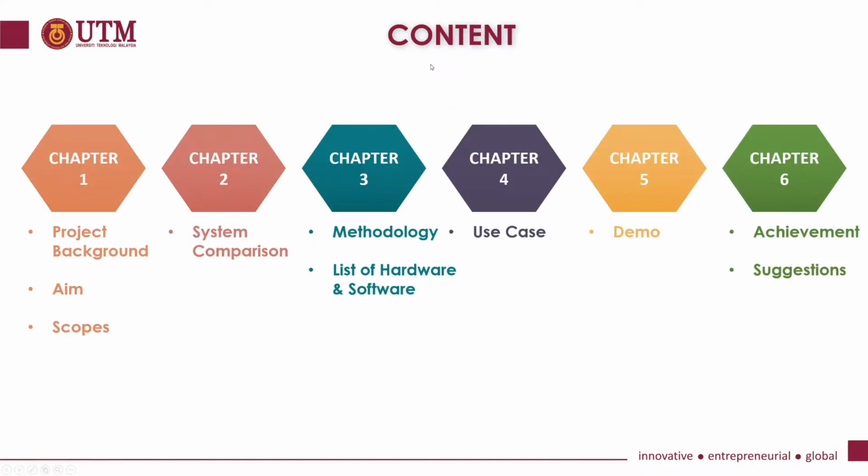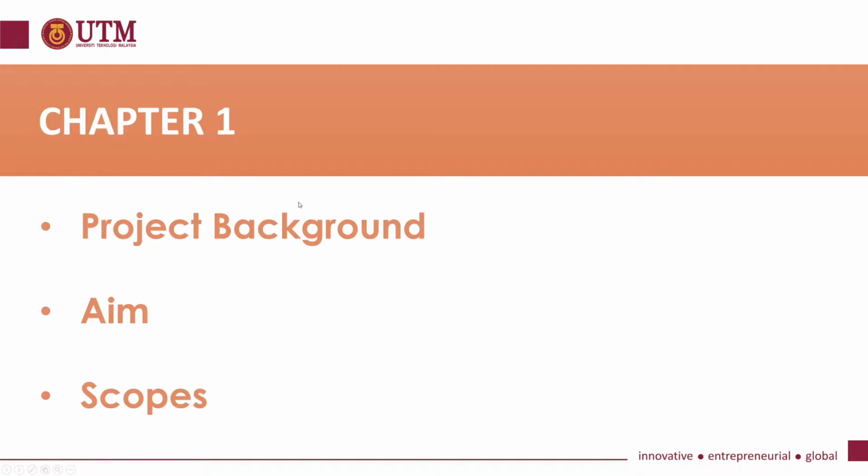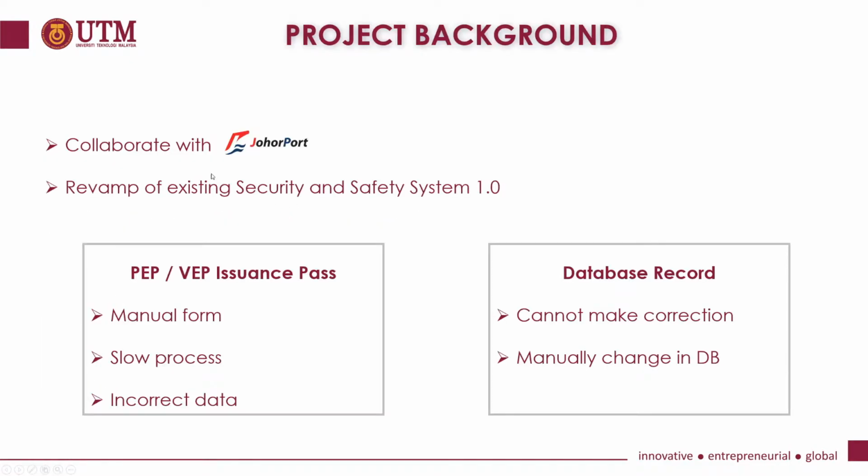So this is the content that I will talk about in my presentation, from Chapter 1 until Chapter 6. For Chapter 1, I have collaborated with Johor Port for this final year project. Currently, Johor Port has a system called Security and Safety System, also called the SNS system, which is mainly used for entry pass management throughout the Johor Port sites. However, the current system has several problems which need to be revamped and redesigned into a new system.